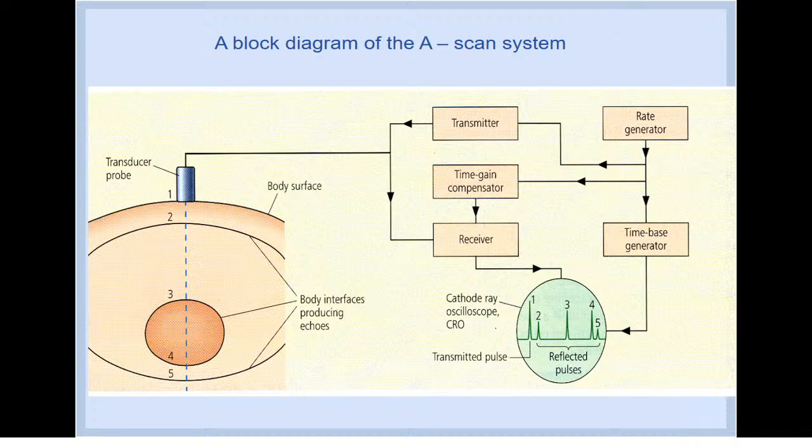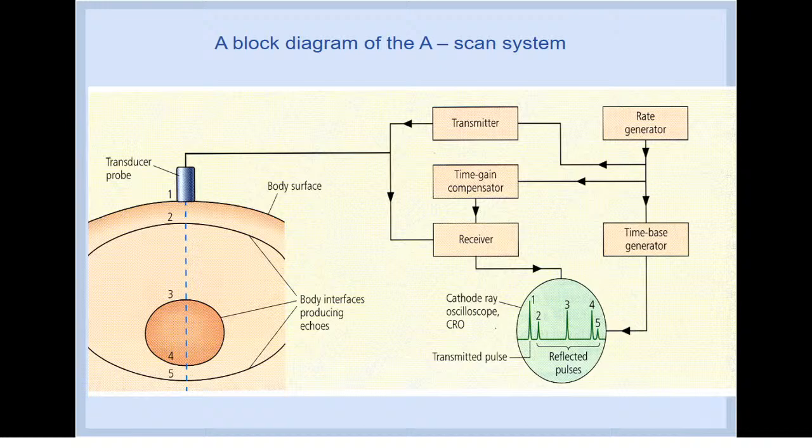The time gain compensator controls the exact amplification or gain of the returning signal. Receiver. A voltage is generated in the transducer probe whenever an ultrasound pulse arrives there. This occurs both when the initial pulse is sent out and when reflected pulses return from the patient.